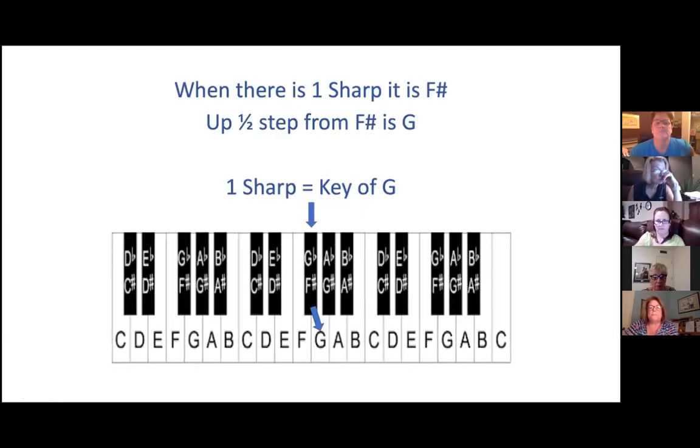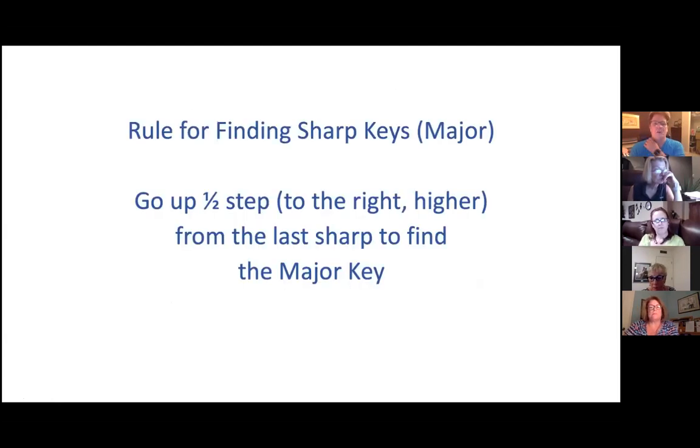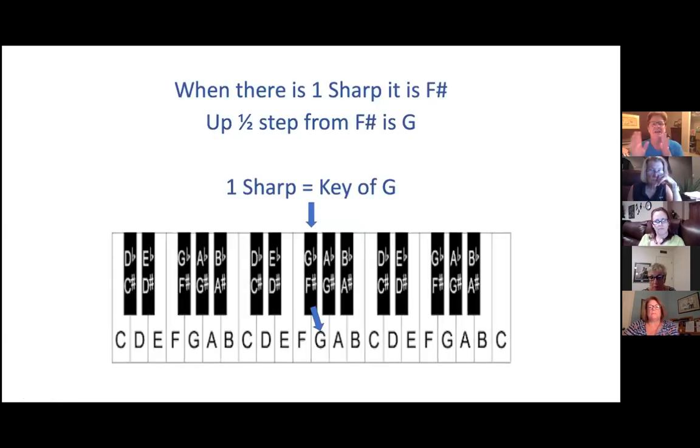Any other questions, Jana? Nope, that's it. Okay, so here's the rule: go up a half step. I told you that already. If there's one sharp, it is an F sharp. If you refer to your order of sharps, it starts F sharp, C sharp, G sharp, etc. When there's one sharp, F sharp, you go up a half step, or to the right, or higher, from that sharp, because it's the first, last, and only sharp. Here's F sharp, half a step higher is G. So if you have one sharp, it's the key of G.